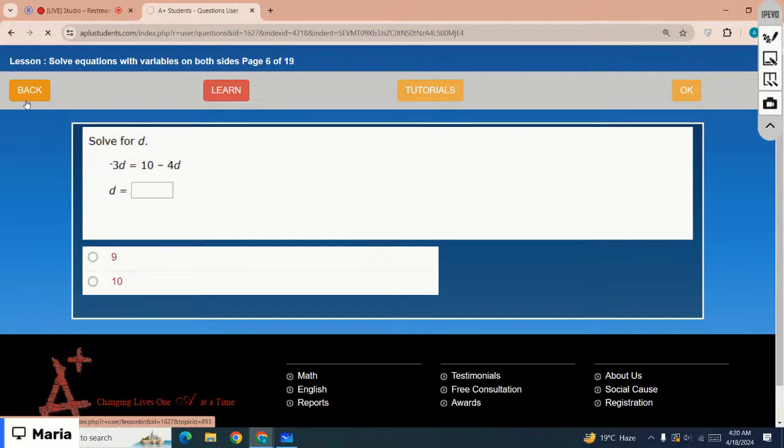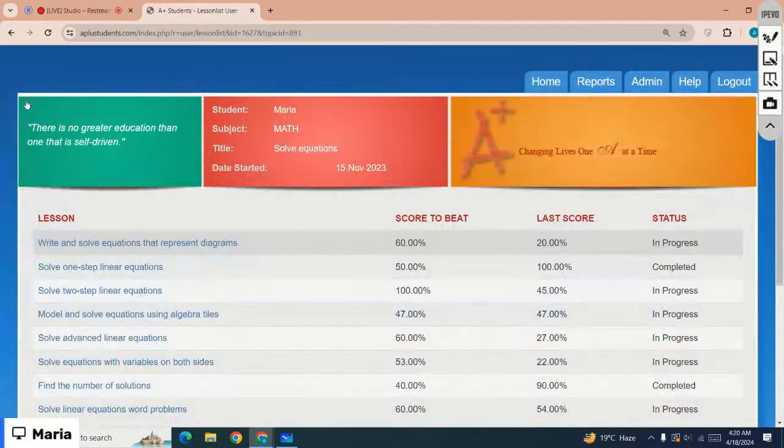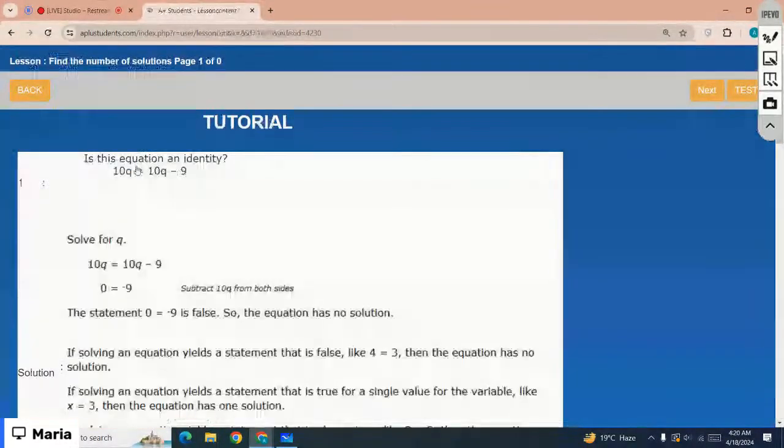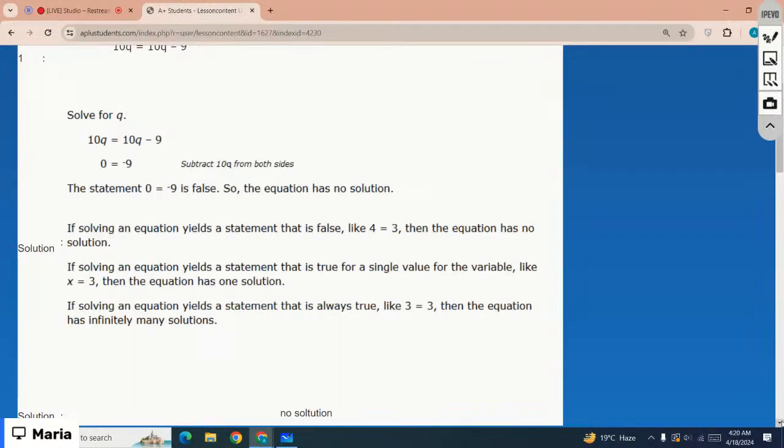And the next lesson is find the number of solutions. Okay, is this equation an identity? Okay, let's see how we solve for q, right? You have 0 equals negative 9. The statement 0 equals negative 9 is false. That means the equation has no solution.